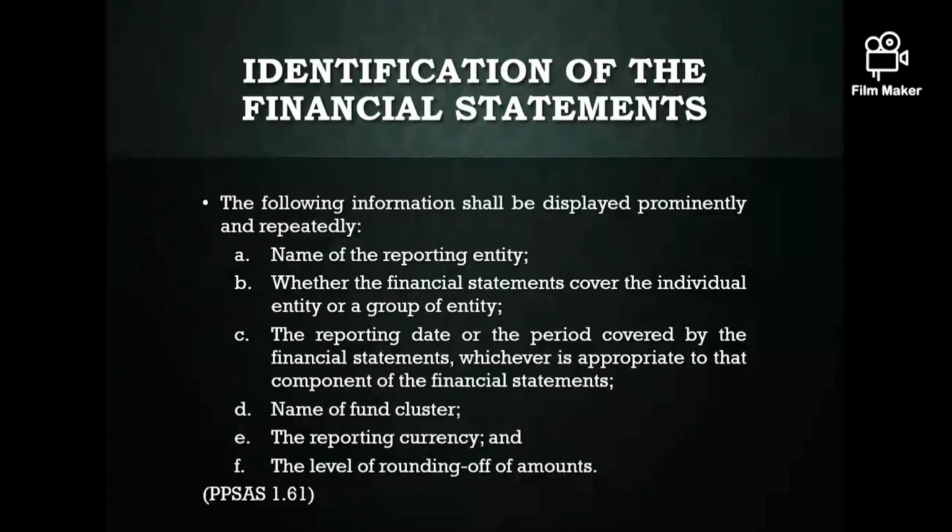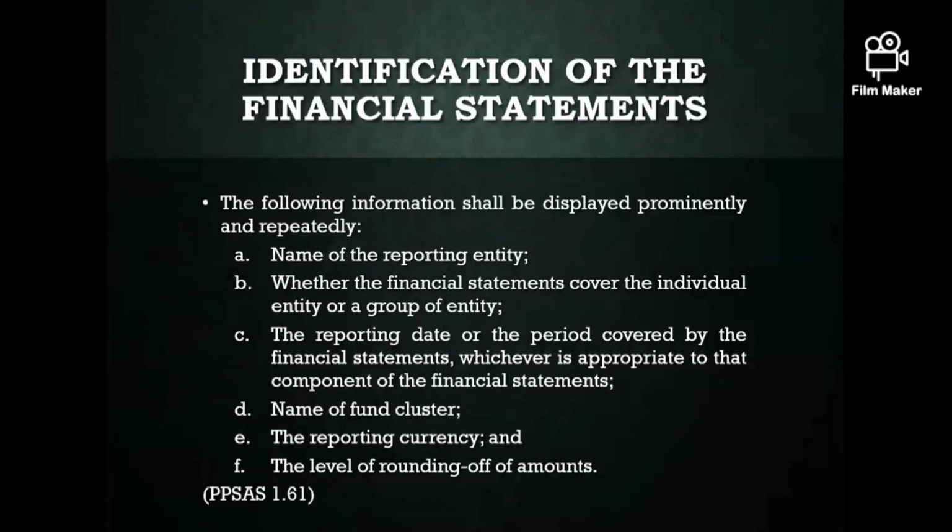1. Name of the reporting entity. Name of the agency. Letter B, whether the financial statement cover the individual entity or a group of entity. Meaning, consolidated ba siya or individual entity. Letter C, the reporting date or the period covered by the financial statement, whichever is appropriate to the component of the financial statement. Sasabihin mo, for the period ended, as of or as at. Ilalagay mo doon ano yung date or yung period na kino-cover doon sa financial statement.